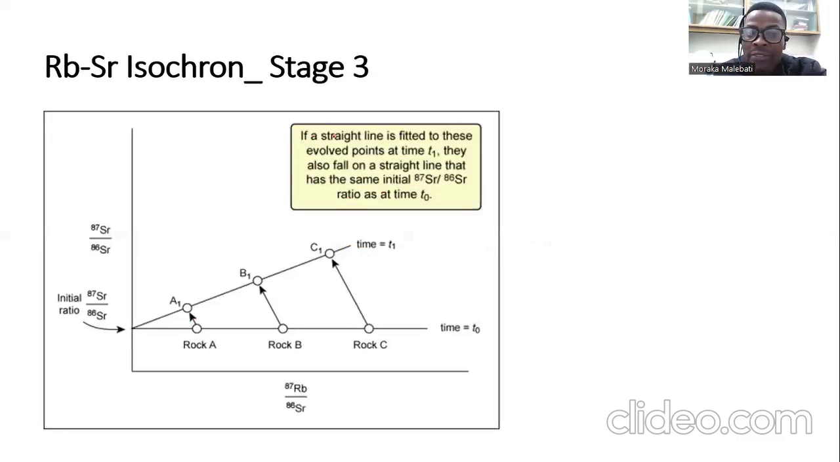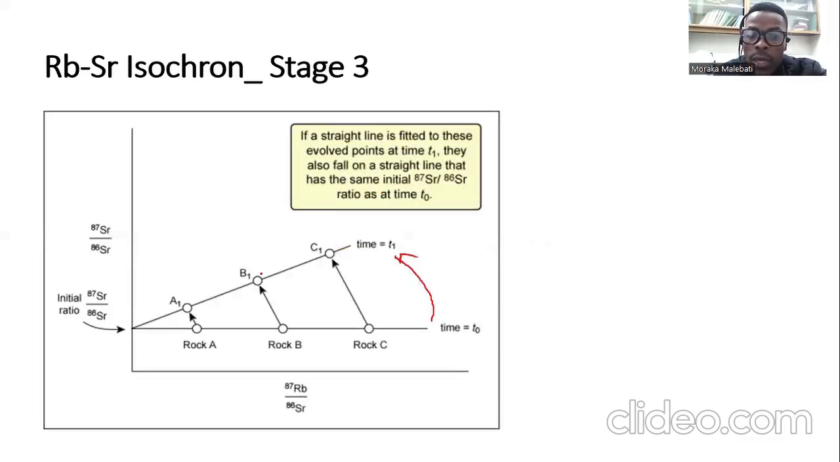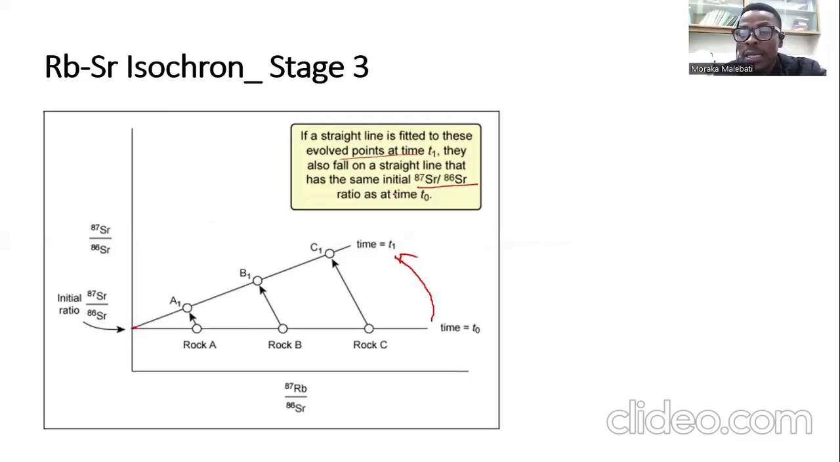Now moving to stage 3, if a straight line is fitted to these evolved points, because these points were here, then they evolved with time. Here we don't have any straight line, but now in stage 3 we have a straight line. Now we fit all these points. So if a straight line is fitted to these evolved points at time t1, they also fall on the straight line that has the same initial strontium 87 and strontium 86 ratio at time t0. So no matter the evolution, if we connect all these samples, all of them would have the same initial strontium 87 over 86 ratio.